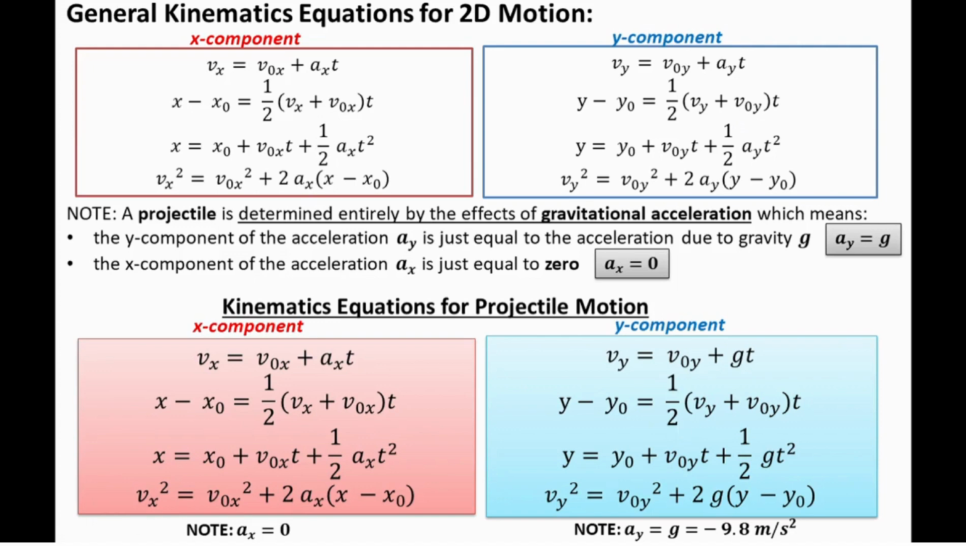Thus, the kinematics equation for the vertical component, or the y component, of the projectile motion is given by this set of equations here. And of course, without forgetting that g here is equal to negative 9.8 meters per second squared, which is the acceleration due to gravity. But how about the x component? So here I just wrote it as is, but let's examine what will happen to these equations one by one.